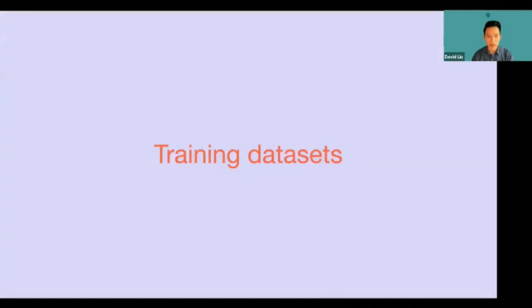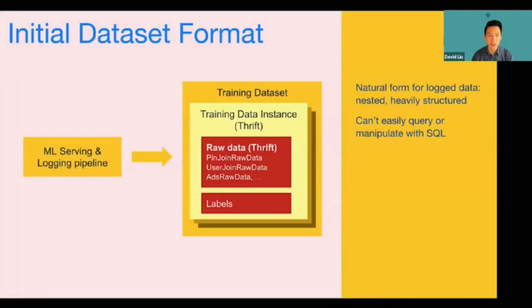Finally, I'll touch on our third category of data management for machine learning, training data sets. Pinterest uses a lot of log data for training. Naturally, these logs arrive in a row-oriented format where each thrift object contains an event or a training example. And as I mentioned before, the nested raw data inside these thrift objects is really hard to deal with. So whether you want to downsample the data set, add in labels, or join in extra features, you pretty much always needed to write custom code.